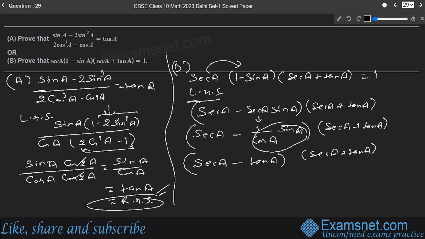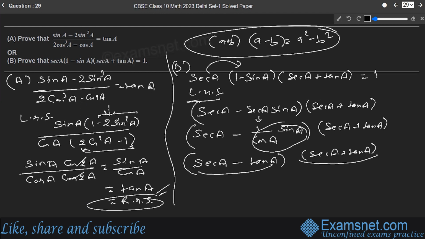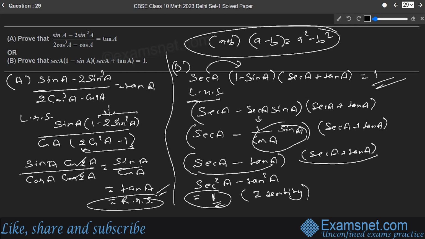Now this is becoming like A minus B, and this is becoming like A plus B. A minus B multiplied by A plus B is nothing but the formula A square minus B square. So we can do the same thing here. We can write sec square A minus tan square A. But there is a trigonometrical identity which says sec square A minus tan square A is nothing but 1. So the left hand side comes out to be 1, and the right hand side was already 1. So we can prove that left hand side is equal to right hand side, and we have proven this.